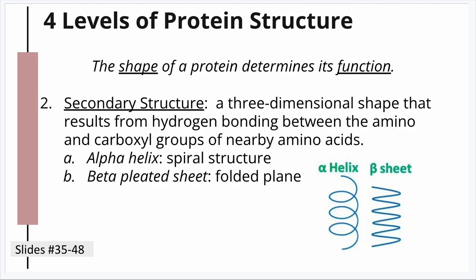The second is your secondary structure. Again, this is a three-dimensional shape. If you have amino acids, you're going to have attraction, hydrogen bonding, occurring between your amino and carboxyl groups, and they're going to bend upon each other. They can create either an alpha helix, which is your spiral, or a beta pleated sheet, which looks like a folded plane.